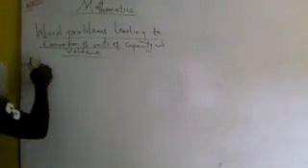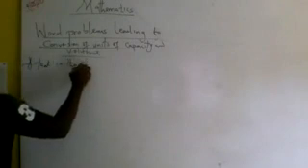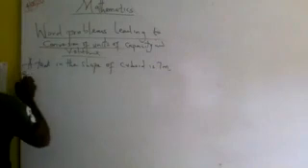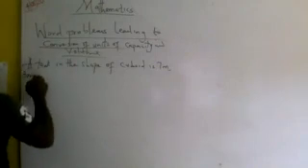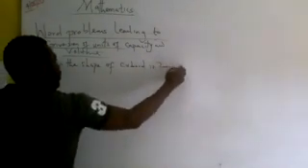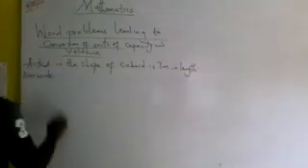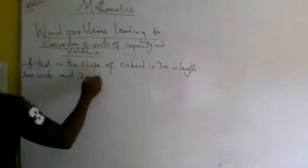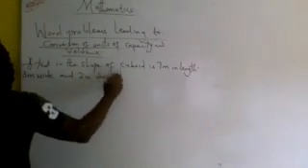All right. So let's look at this question. They said a tank in the shape of a cuboid is 7 meters, 3 meters, and 2 meters deep.